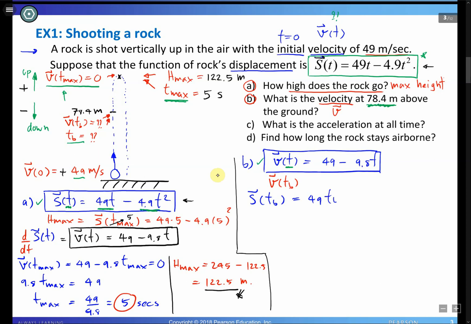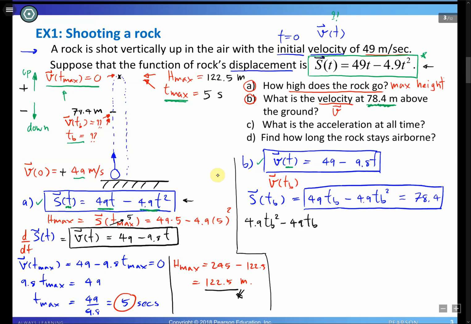49 TB minus 4.9 TB square. And at TB, the height is 78.4. So this is our main equation, and we need to solve this for TB. So let's solve this one. Okay, first of all, let's put everything down here. 4.9 TB square minus 49 TB plus 78.4 equal to 0.